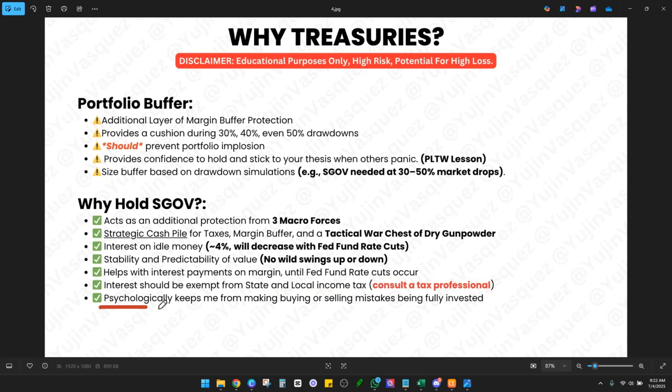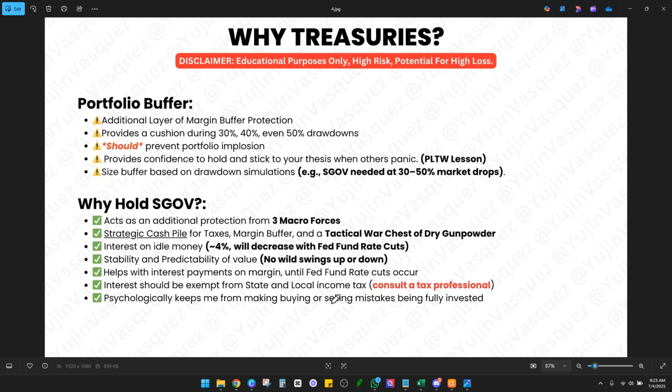All right. Psychologically, this is the second big one for me personally. Psychologically, it is going to keep me from making buying or selling mistakes by being fully invested. Okay. By being fully invested, I have no spare cash to spend. All right. I'm not going to be dollar cost averaging when I shouldn't be. I'm not going to be spending money where I shouldn't be, or taking money out of the brokerage to buy things, right?